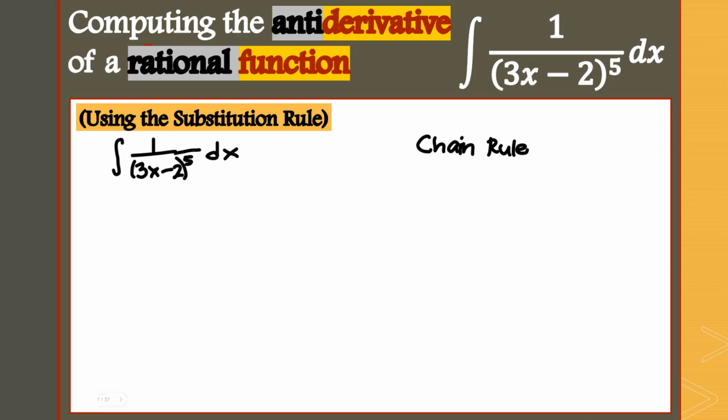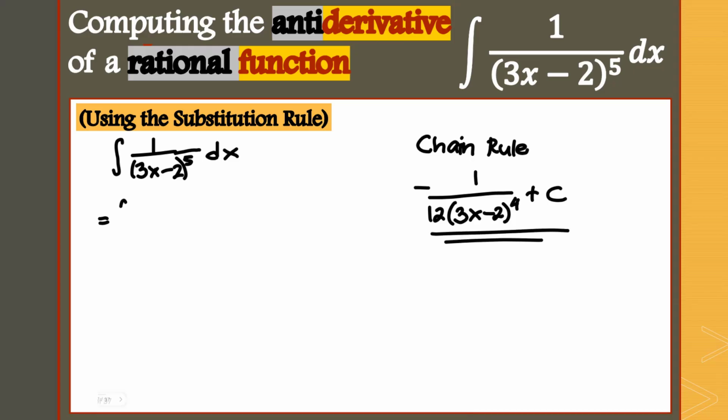Take note that the result for this, when we talk about the chain rule, was negative 1 over 12 times (3x - 2) raised to the power of 4 plus c. Let's verify using the substitution rule if this is the same result.